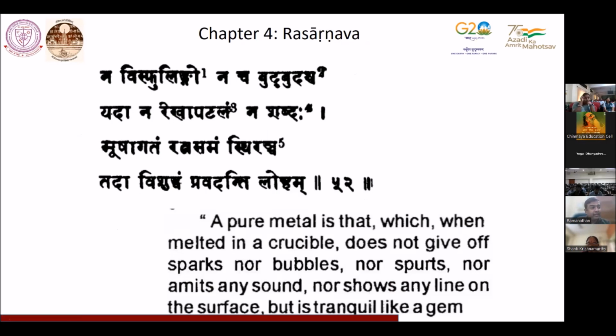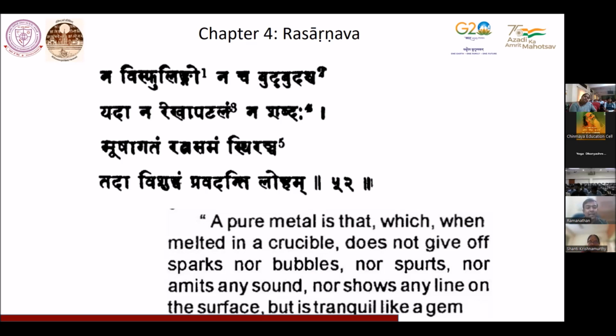And the accuracy with which these texts describe the completion of the process. Say, for instance, here: "Na vispulingo na jabudbudascha yadana rekha patalam shabdaha." What it means is, suppose the text is talking about purifying a certain metal, and you have followed that step. You have purified the metal.